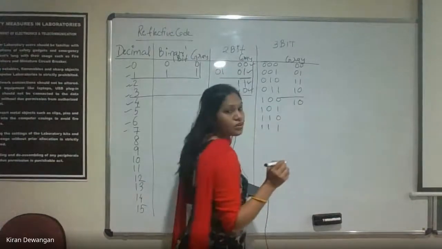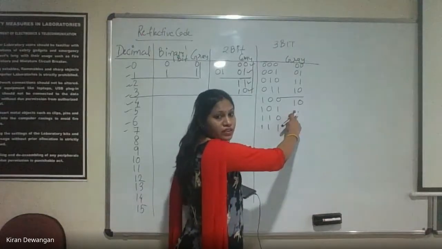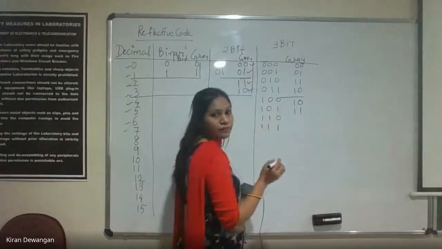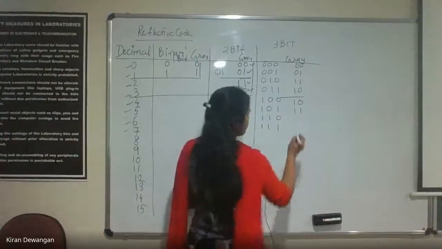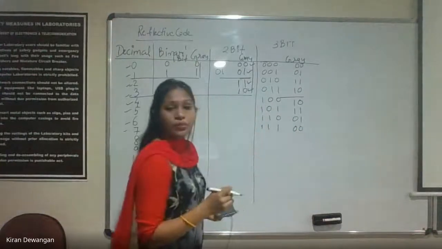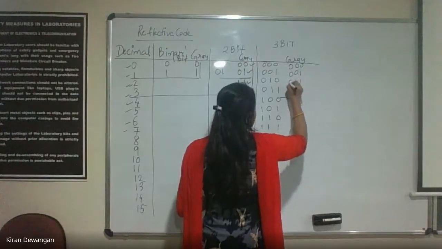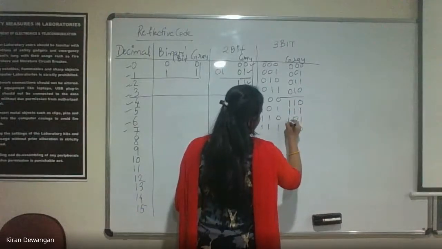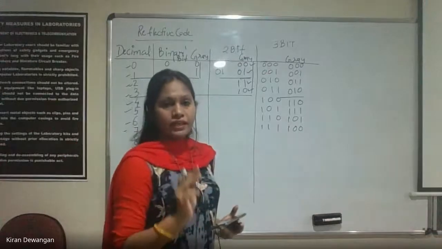Now what is my next value? What would be the next value? Yes, it is 1 and 1. Correct. The next value is 0 1, then 0 0. Now what are we supposed to do next? We'll add 0 here and we'll add 1 here. This is how we'll be getting our 3-bit gray code.